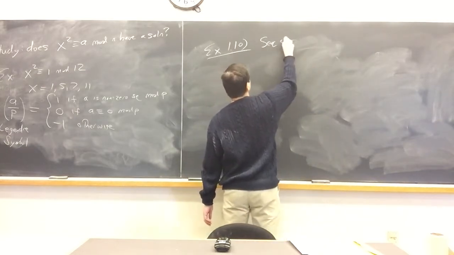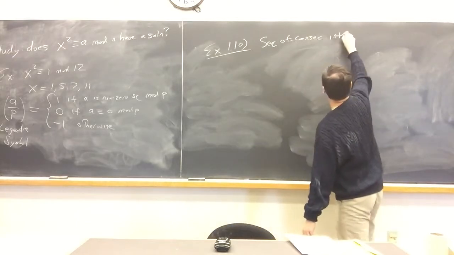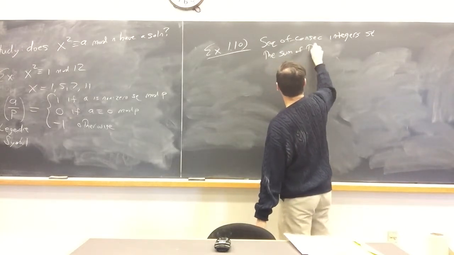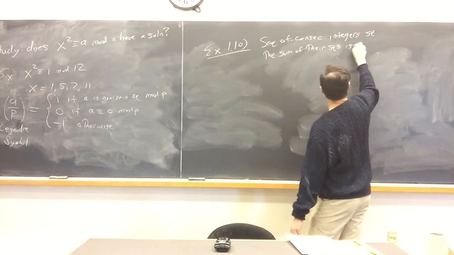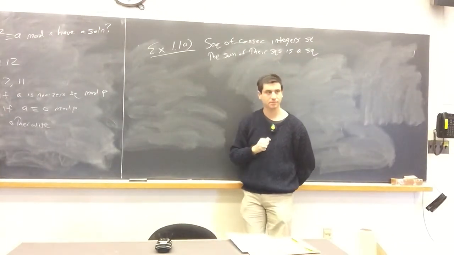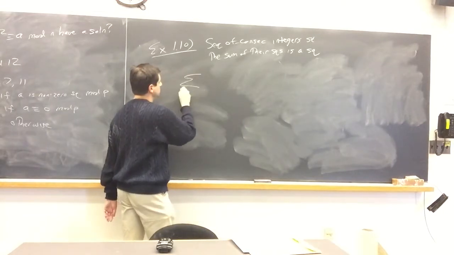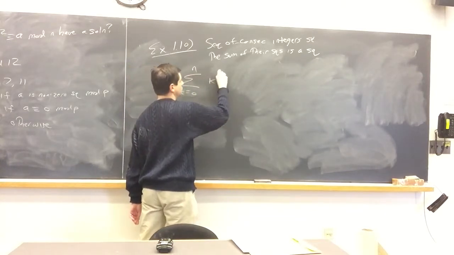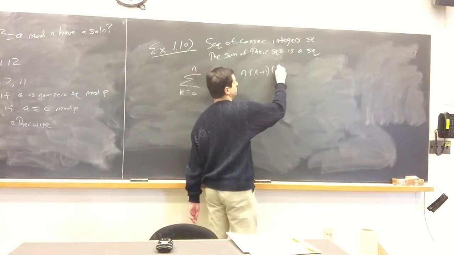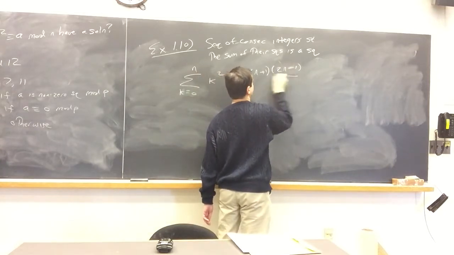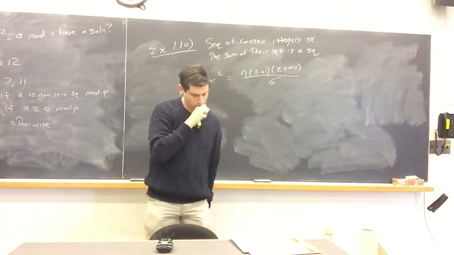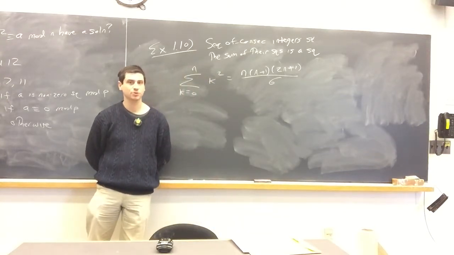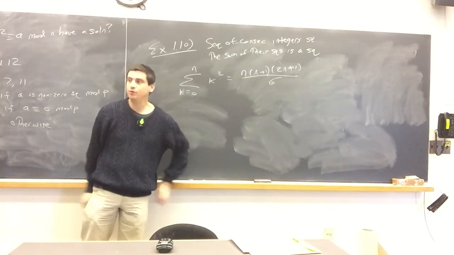So we want a sequence of consecutive integers such that the sum of their squares is a square. And we know the following fact. If we were to sum k goes from 0 to n of k squared, this is n plus 1, 2n plus 1, over 6. So this is a nice formula for sums of squares. Now that I've given you the formula, you can prove this by induction.